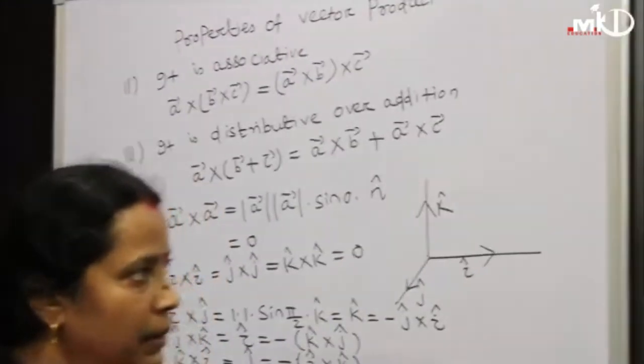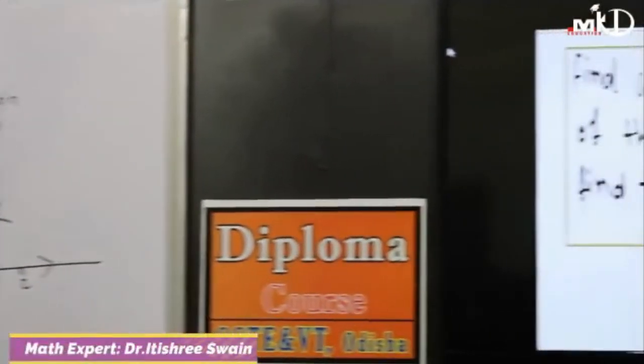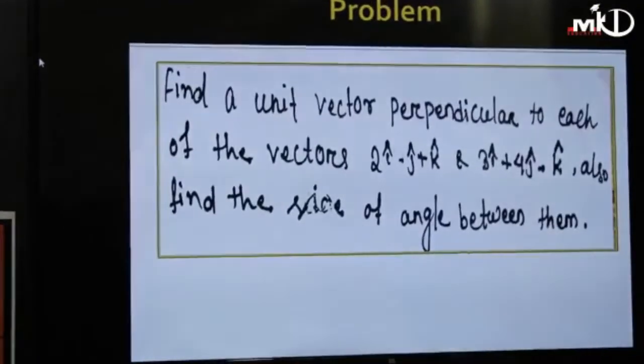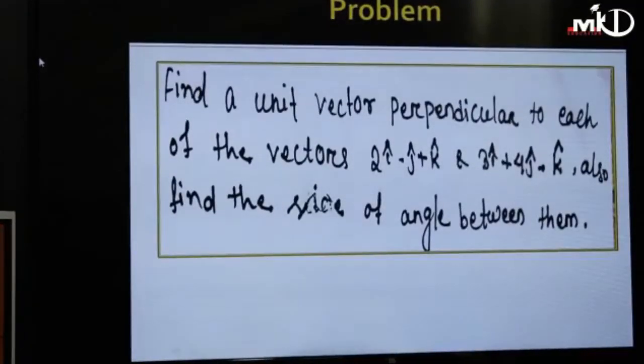Now we take a problem: find a unit vector perpendicular to each of the vectors 2i cap minus j cap plus k cap and 3i cap plus 4j cap minus k cap. Also find the sine of the angle between them.